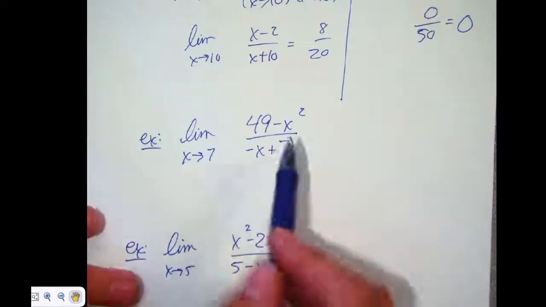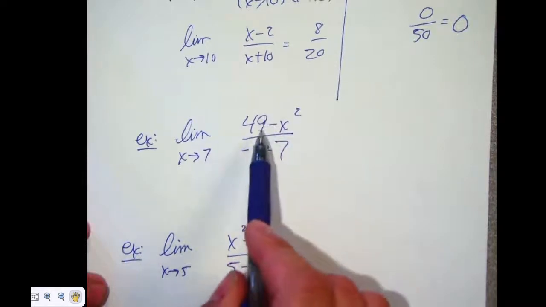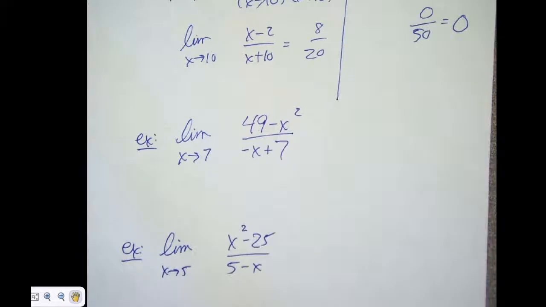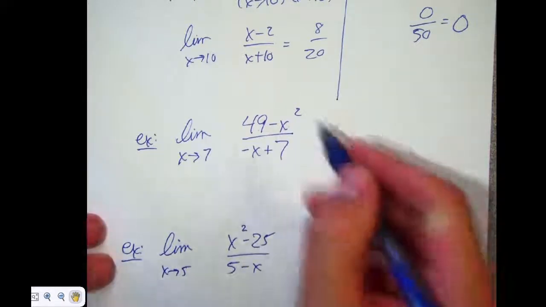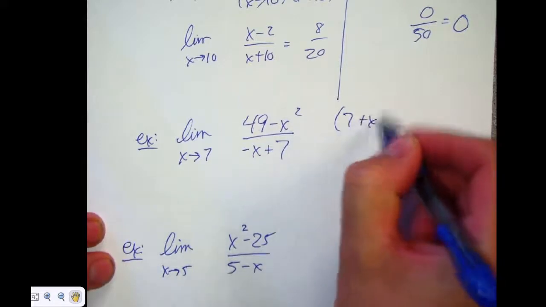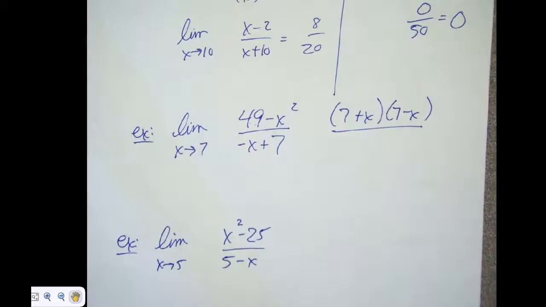So this one is making sure you understand you can do it even if the x squared is not in front. It's just the square root of the first thing minus the square root of the second thing, and the square root of the first thing plus the square root of the second thing. I'm going to skip all the limit stuff and just shorthand it. This would be 7 plus x, 7 minus x. You're just used to seeing it the other way, so I'm checking you can do it both ways.